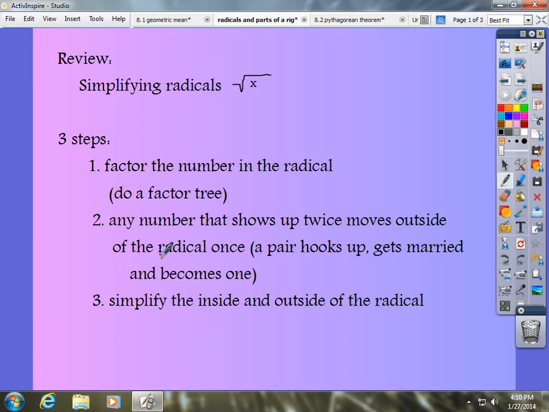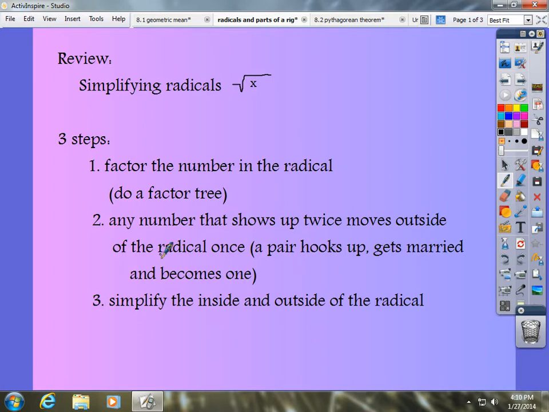When we simplify radicals, we do 3 steps. First, we factor the number that's inside the radical. And the easiest way to do this is do a factor tree. Second, any number that shows up twice inside the factor tree moves outside of the radical as one number.